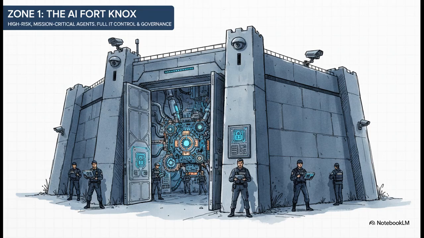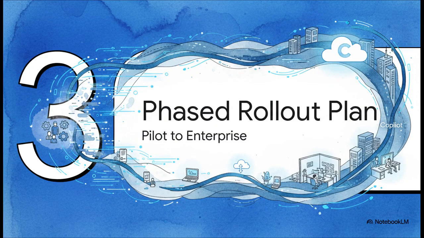The risk is high, so this zone is under complete IT control, with the same tough governance you'd use for any major enterprise application. Now, having a great governance framework is one thing, but how do you actually get Copilot out there to your employees? That's where this framework feeds directly into a practical step-by-step rollout plan, one that carefully takes you from a small test all the way to a full-blown enterprise adoption.